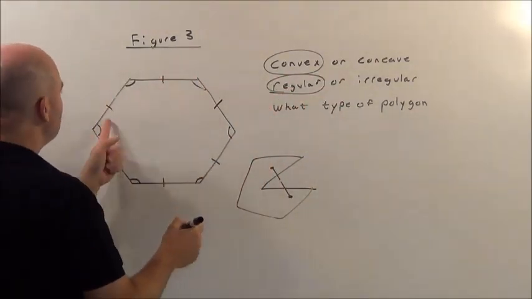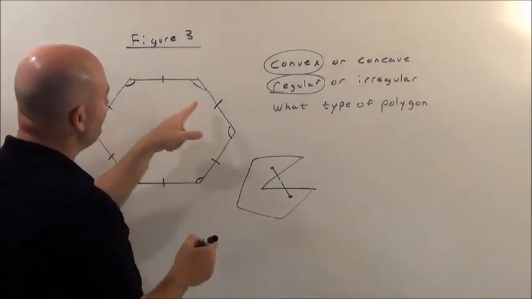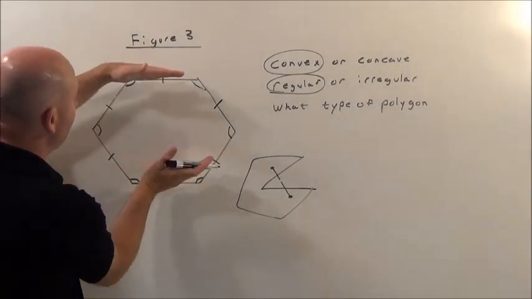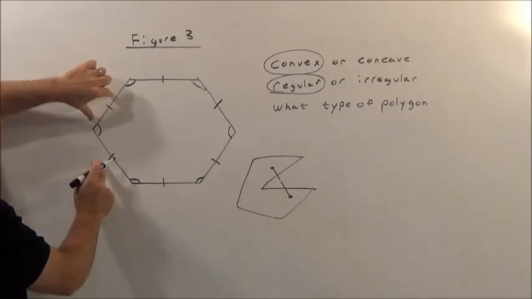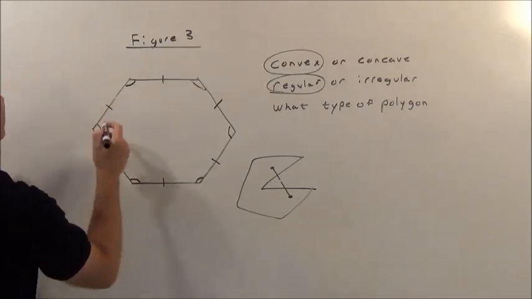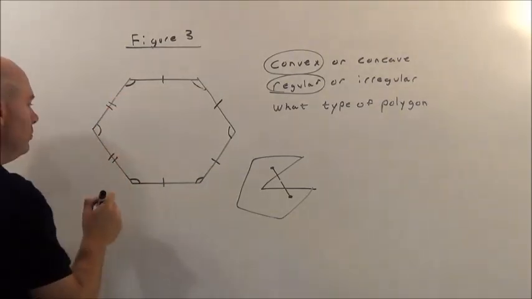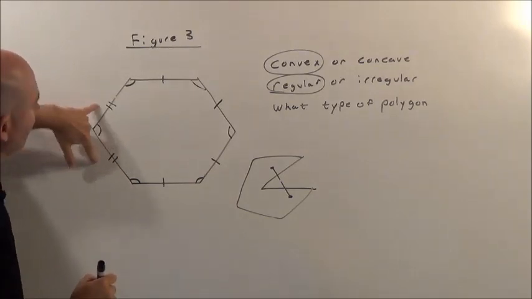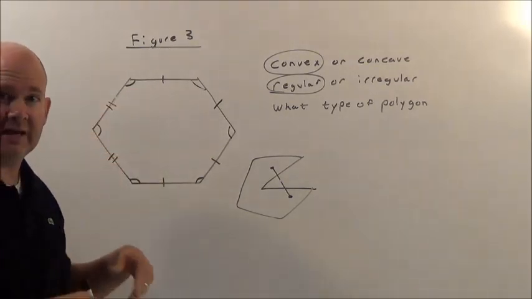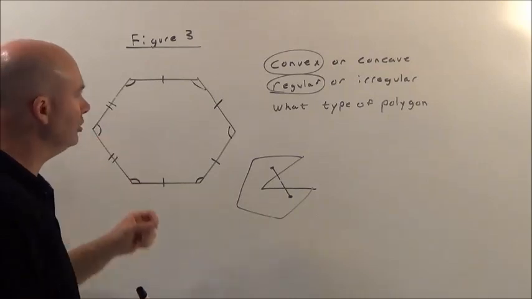Notice we used one marking. If I wanted to say that this guy, this guy, this guy, and this guy, all four of those were the same length, but these two were a little bit different, maybe stretched a little further out, I would put two markings, meaning these two are the same, and those four are the same, just so that you understand the marking we use.